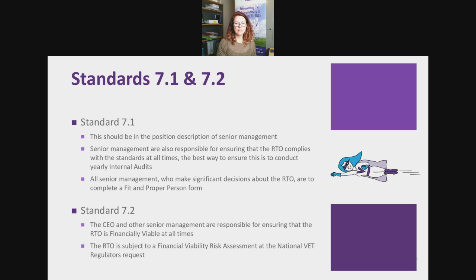Okay, so standards 7.1 and 7.2. So basically, with these standards, we're looking at what are the roles within the organisation, and who's responsible for what. So standard 7.1 is this should be in the position description of senior management of what is their role, and that's mainly with 7.1 is that whoever's responsible for compliance has that in their position description. It's signed off that they're responsible for that.